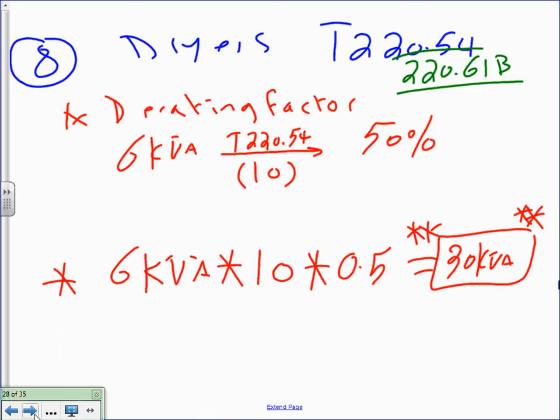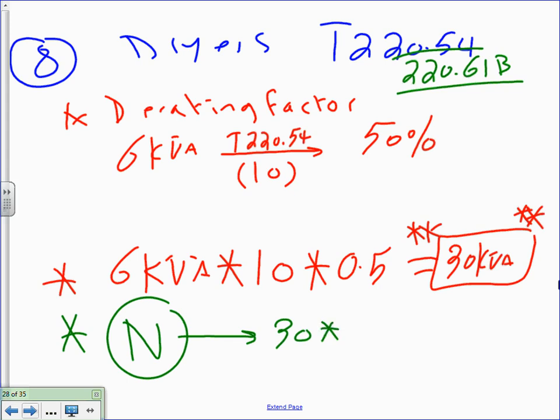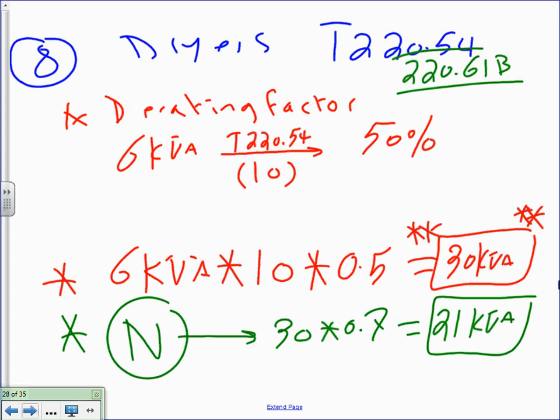Next step, dryers. For dryers, guys, the same thing, 220.61(B), right? So what do you get for dryers? For neutral, you take the 30 and you cut it by 0.7. What would you get? 21 kVA. Carry it, star it, and that's what you're going to carry for the neutral.